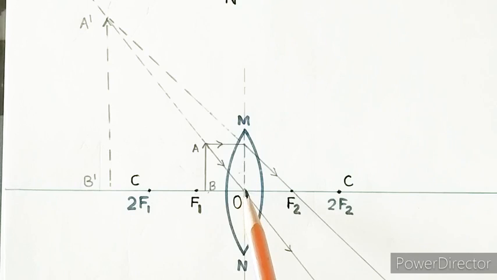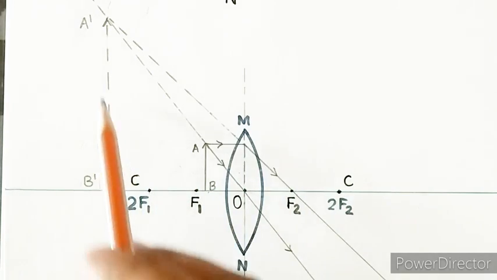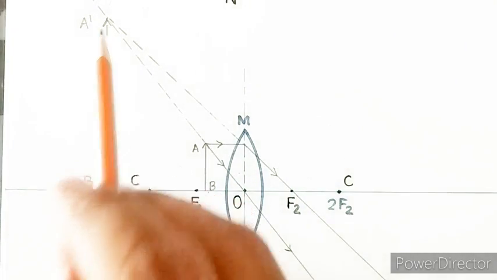Now what is the nature? If the image is formed on the other side of the lens, it is called real, because the lenses are transparent. So the image should be formed on the other side, that is real. But here it is formed on the same side of the lens. If it is on the same side, it will be virtual, and we know that virtual images are erect. So it's virtual and erect.